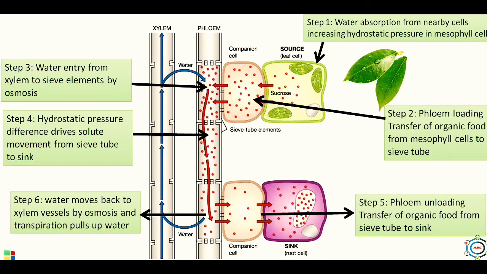After the phloem loading, the next step is water entry from the xylem to sieve elements by osmosis. Then the fourth step is hydrostatic pressure differences drive solute movement from the sieve tube to sink. Then the fifth step, phloem unloading, transfer of organic food from the sieve tube to sink. And the last step is water moves back to the xylem vessels by osmosis and transpiration pulls up water. So this is the long distance transport in case of plants.